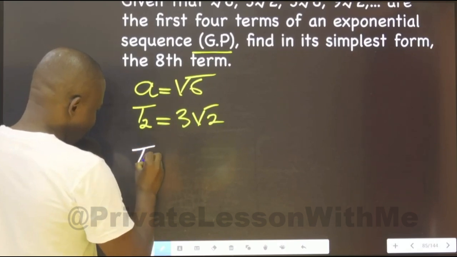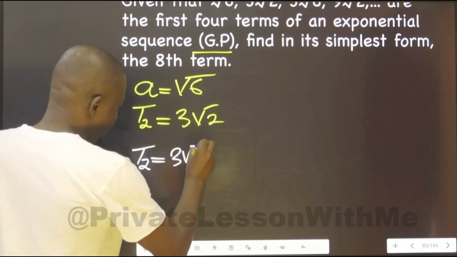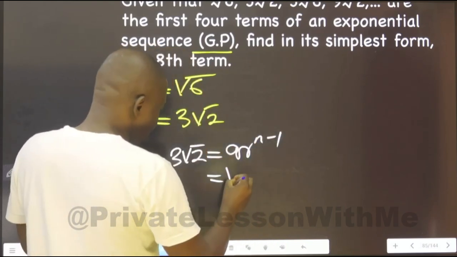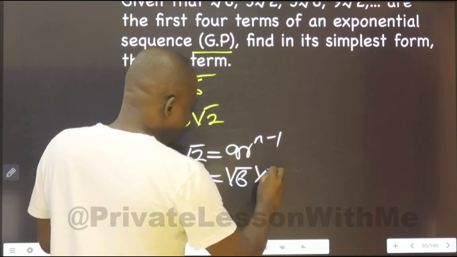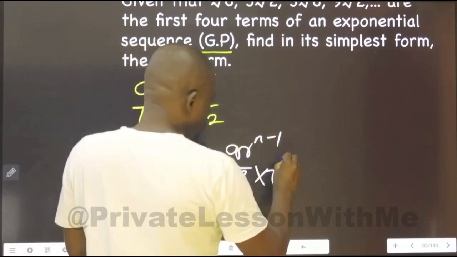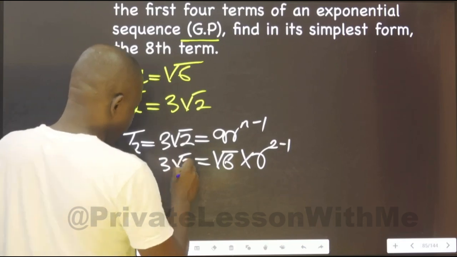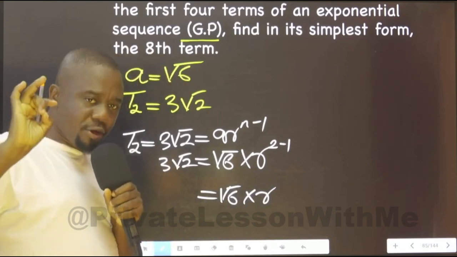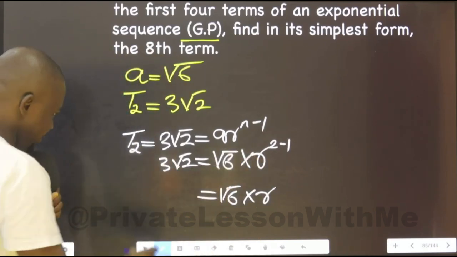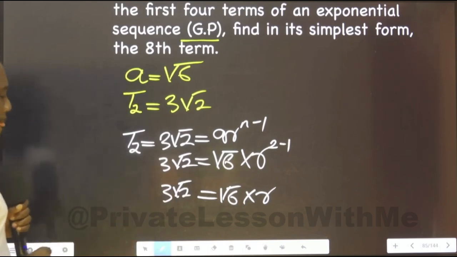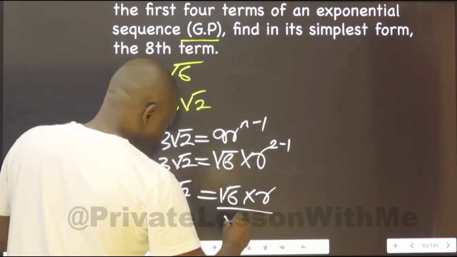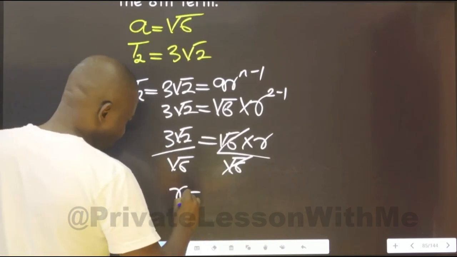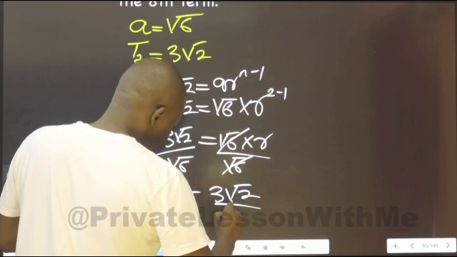So we know now that 3 square root of 2 equals ar to the power n minus 1. What is a here? a is the square root of 6 multiplied by r, which we don't know, to the power 2 minus 1. Now we put this back in this place, and you agree with me that this is square root of 6 multiplied by r, because 2 minus 1 is 1, so no need to put the 1 here. Now, to get r, we divide both sides by the square root of 6. This and this will cancel. It means r, therefore, equals 3 square root of 2 all over square root of 6.